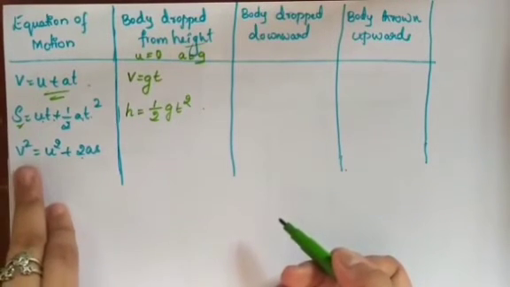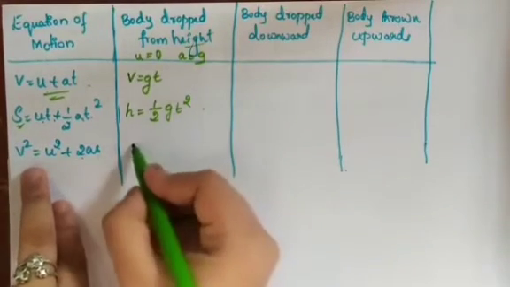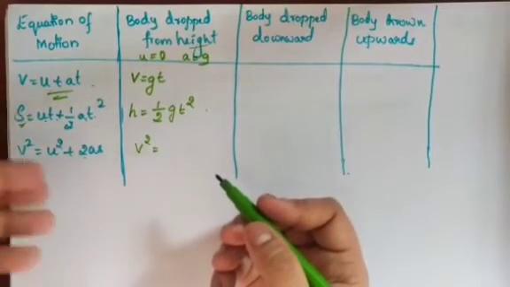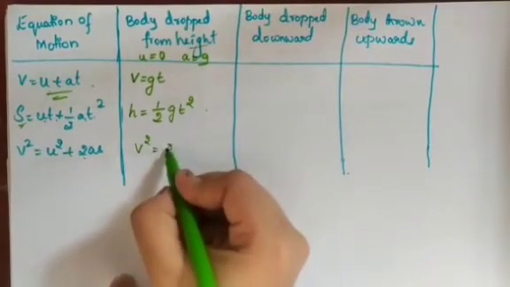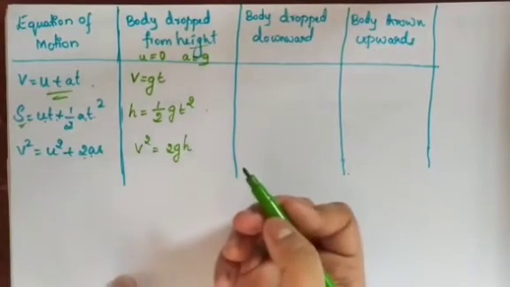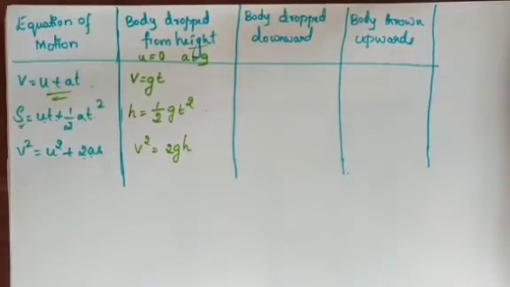Similarly, let me consider this one. V square is equal to U square plus 2AS. V square is equal to, U is 0, so 0 plus 2GH, since S is nothing but H. So this is for the first condition, a body which is dropped from a certain height.